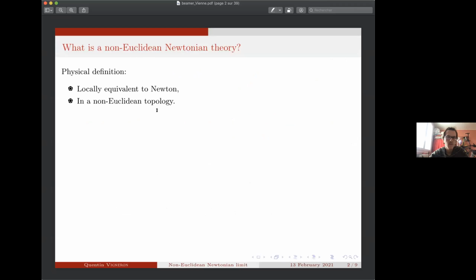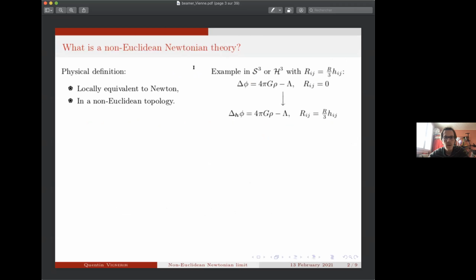So in this sense, it would be interesting to define a theory which is locally equivalent to Newton's theory, but allows for non-Euclidean topologies. We would call such a theory a non-Euclidean Newtonian theory. We can already give an example of such a theory by taking the Poisson equation and changing the metric to feature a non-zero Ricci curvature.